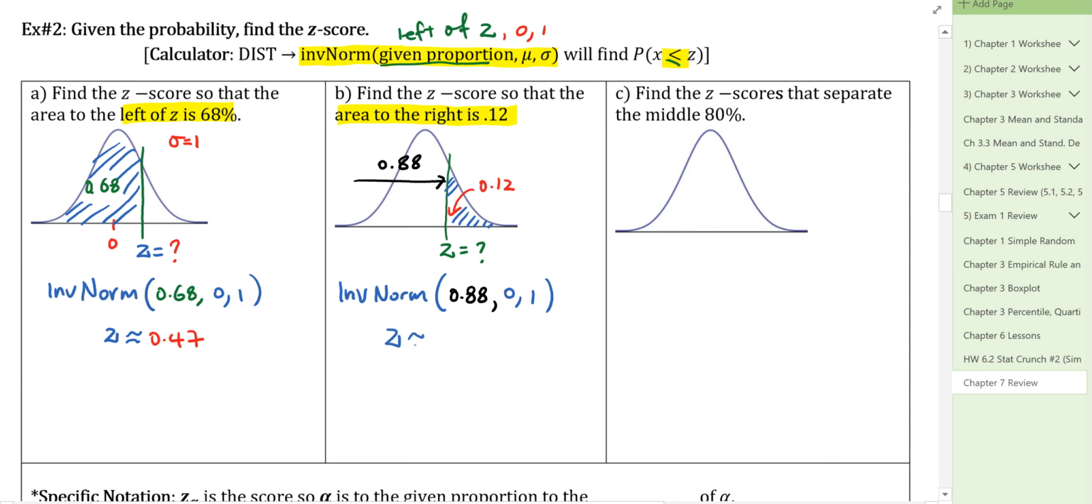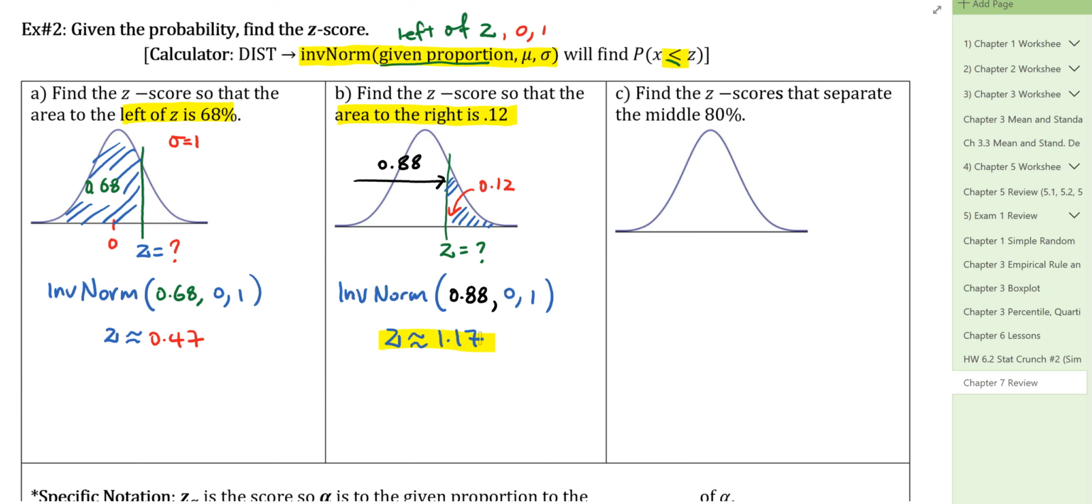We'll get z is approximately equal to 1.17. And that's my z. Okay. So again, draw the picture first and then figure out exactly what you're trying to find. That's part B. Part C.